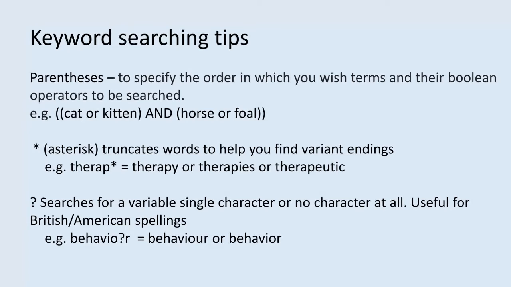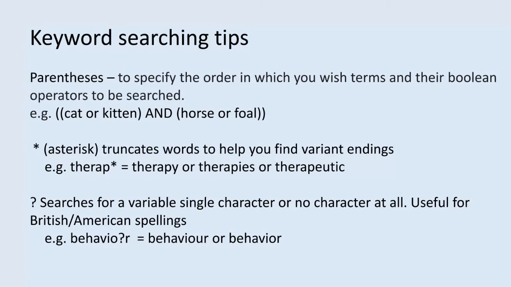Another option is the asterisk. So asterisk truncates words to help you find variant endings to terms. So we have an example here. If we search therap with an asterisk, it will search therapy, therapies, or therapeutic. So this is really useful as it saves us having to think or type out all the various potential word endings for a term that we're interested in.